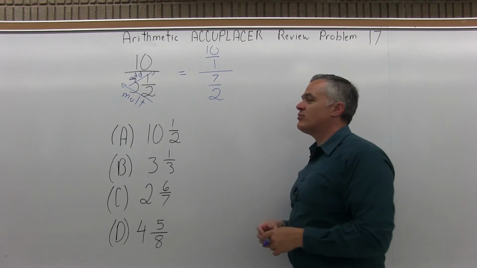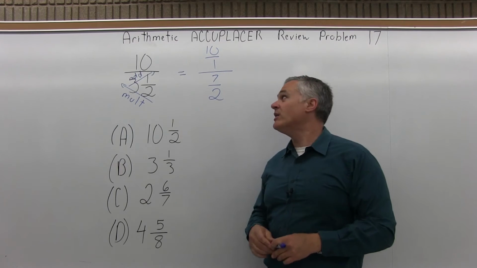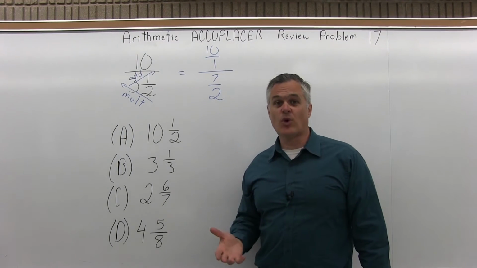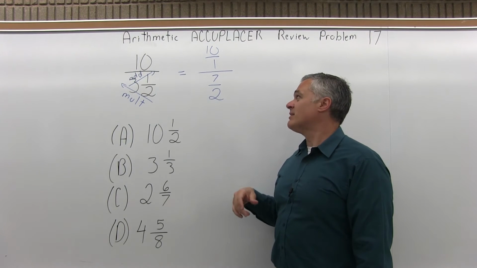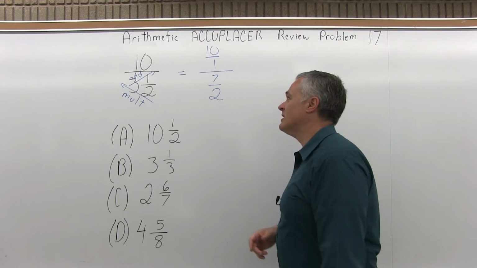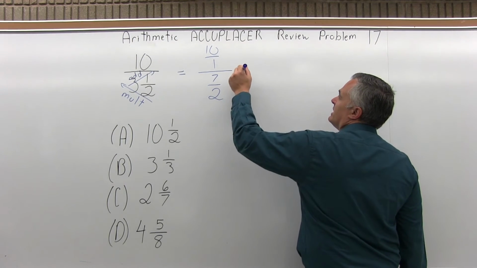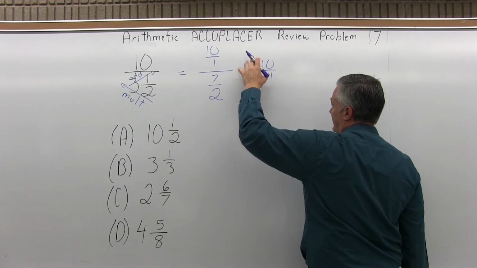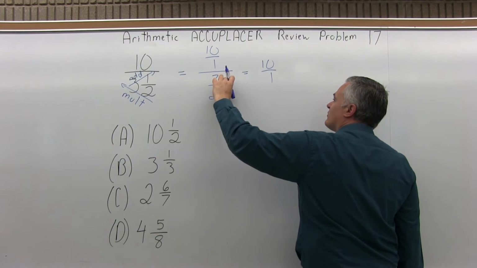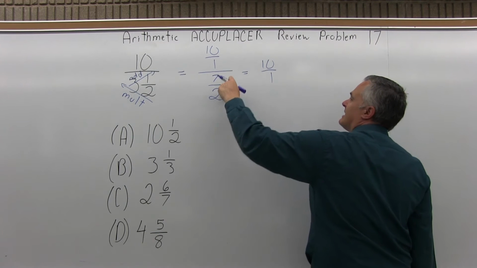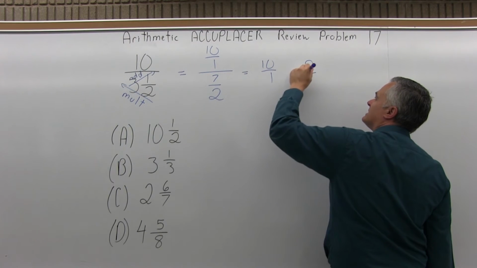So I've rewritten the problem as 10 over 1 over 7 over 2. And it looks like I've made it even worse, but actually this is a step in the right direction. This fraction over a fraction is called a compound fraction. And now what you do is you leave the top fraction the way it is. So it's 10 over 1, it's going to stay 10 over 1. The fraction from the bottom will be inverted or flipped. That 7 over 2 will turn into a 2 over 7.